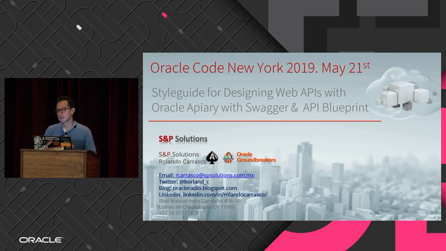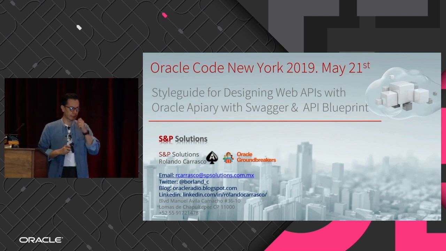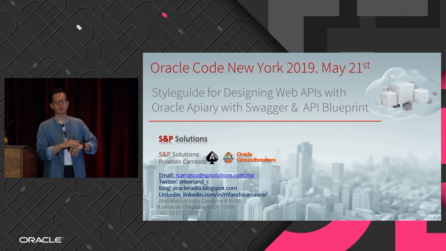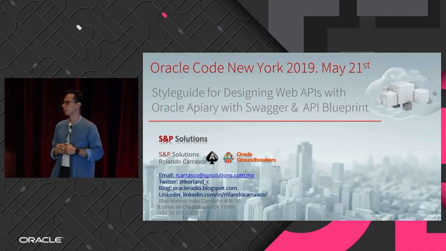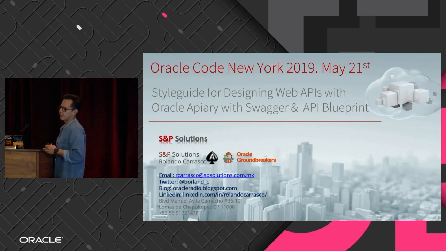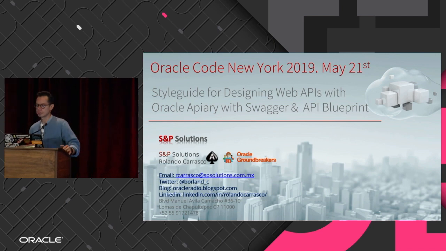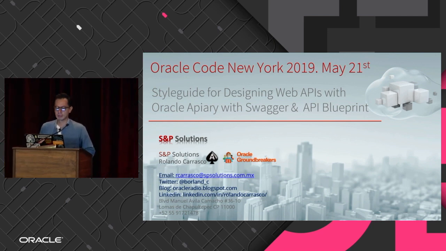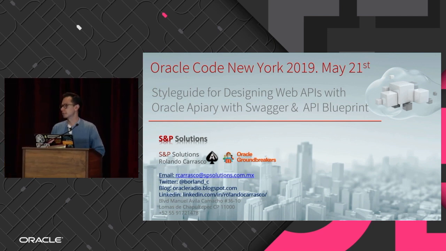I work in Mexico City with a company by the name S&P Solutions, which is a consulting firm focused on modern technologies, modern architectures such as API management, containers, microservices, artificial intelligence, and machine learning, and so on. And this presentation is about web API designing.